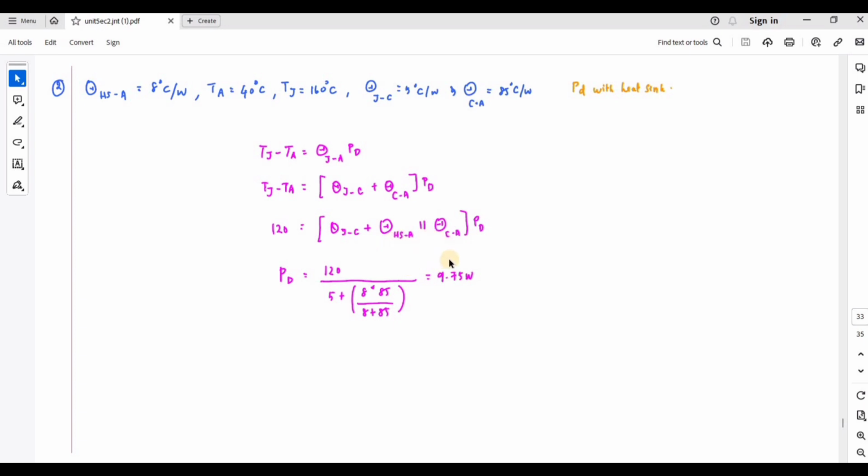So I have to substitute the values. x is 8 and y is 85. So 8 into 85 divided by 8 plus 85. You solve these two values, you will get one value, and you have to add this one. Then you divide 120 by this answer, and you will get the power dissipation equal to 9.75 watts.